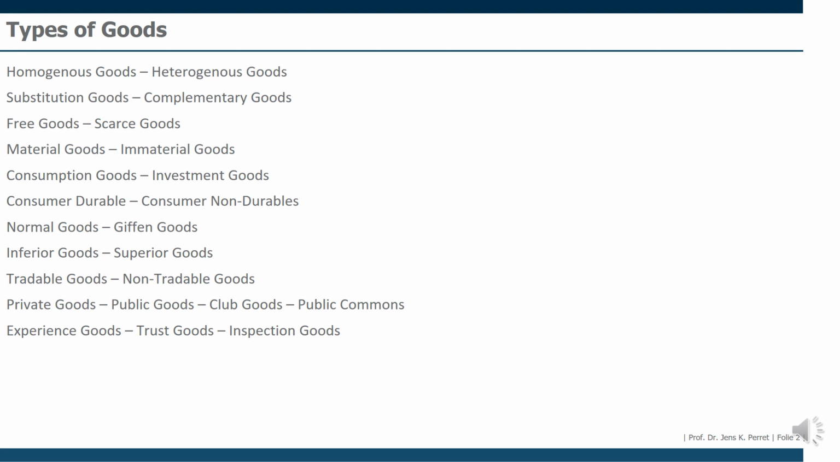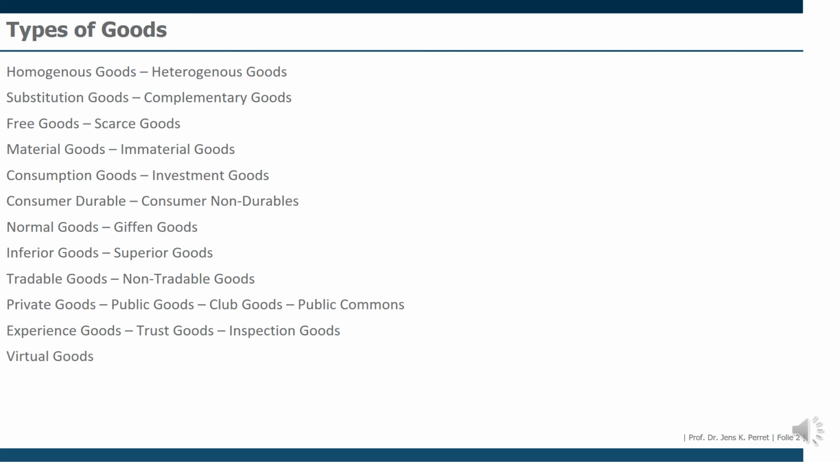So inspection goods, you take a look, you know something about the quality of the good. Experience goods, you first experience the good, afterwards you know something about the quality, but usually not beforehand. Trust goods, even afterwards, you cannot really be sure on the quality of this good.